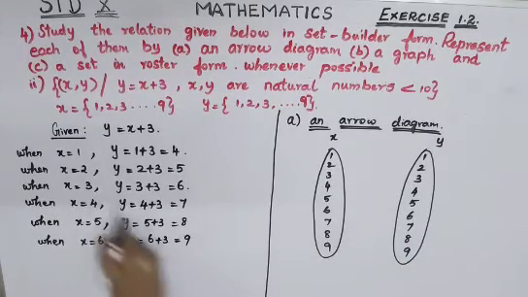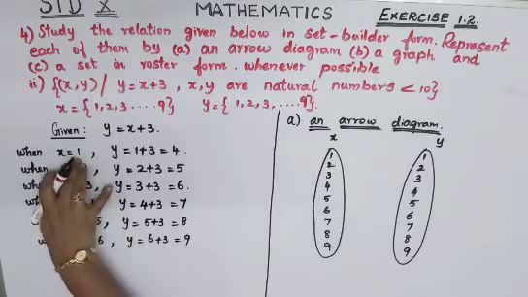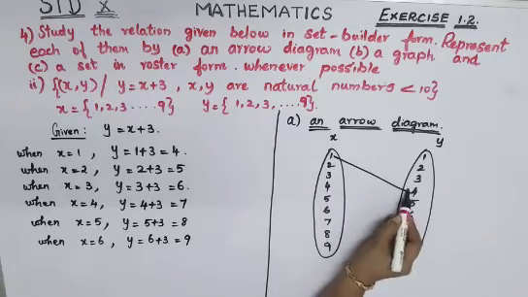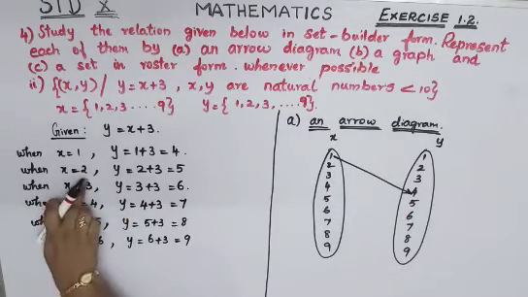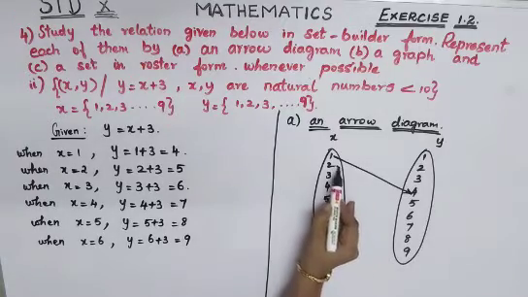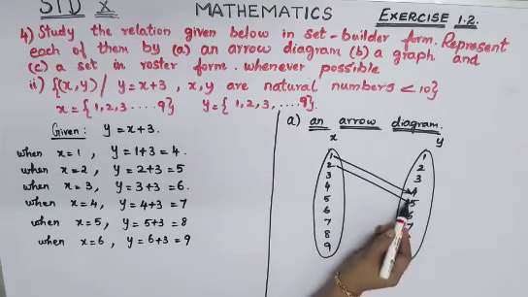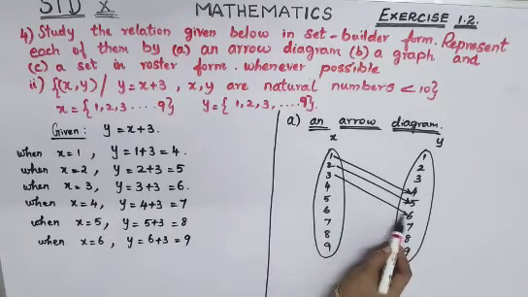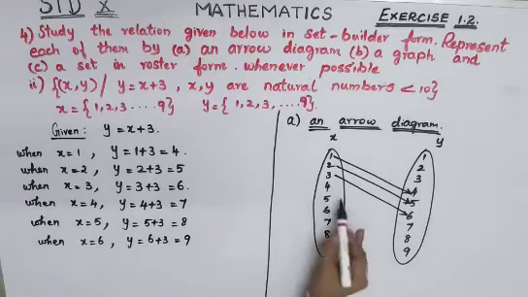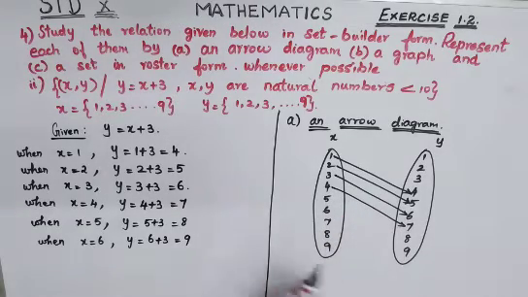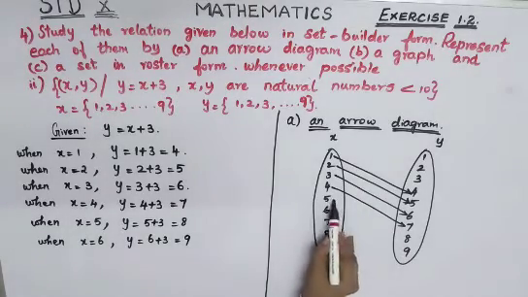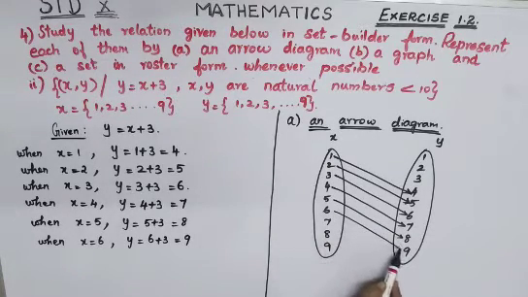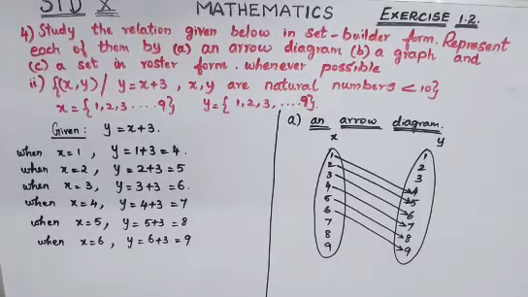Now the mapping from here you will have to take it. When x is equal to 1, the answer is 4. So 1 should go to 4. Then 2 should go to 5. So 2 to 5 is your mapping, next mapping. Then 3 to 6. So 3 must go to 6. Then 4 must go to 7. 5 must go to 8. 6 should go to 9. So this is an arrow diagram.